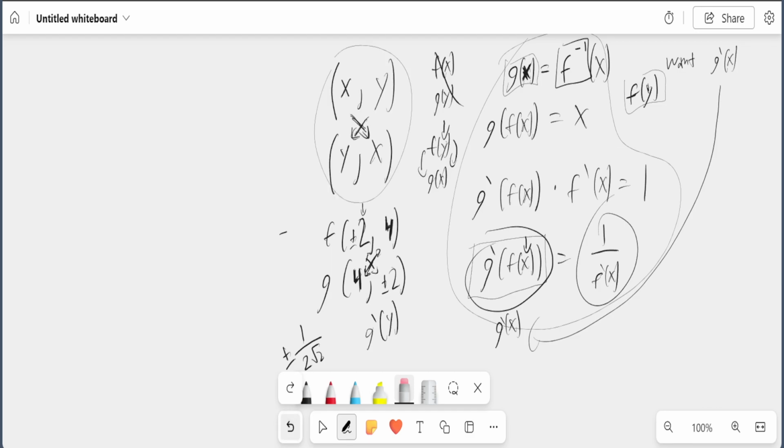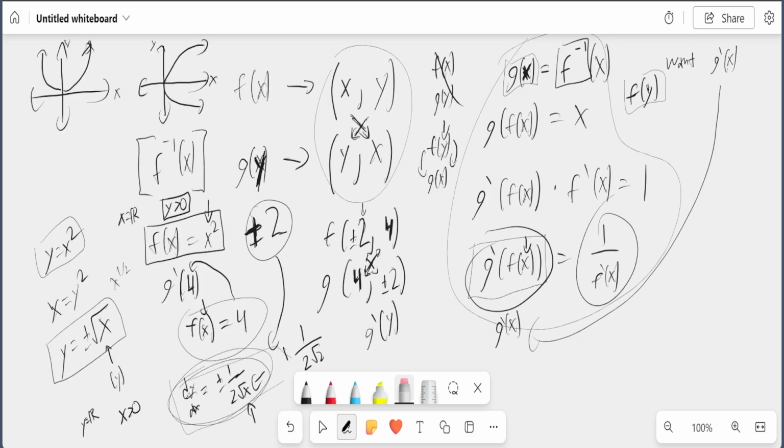Where did I get what? 2 root x, shouldn't it just be 2x? Here, our derivative, is this what we're talking about? Yeah. Because our inverse is this. This isn't the function we want, our inverse function. So I'm just taking the inverse.